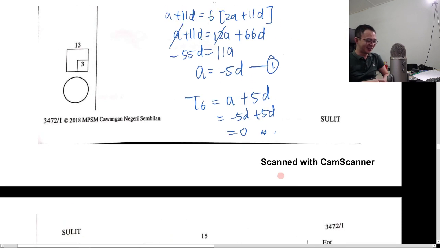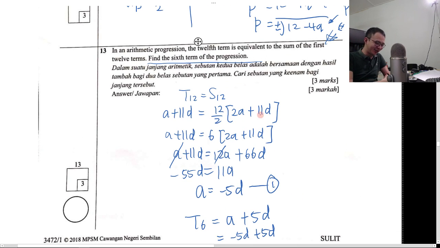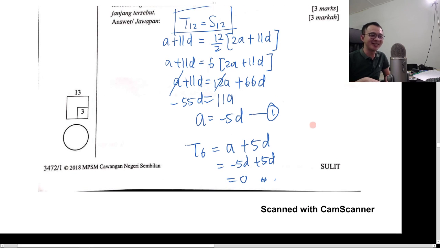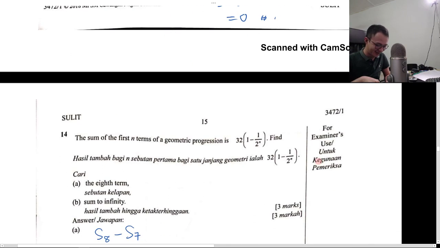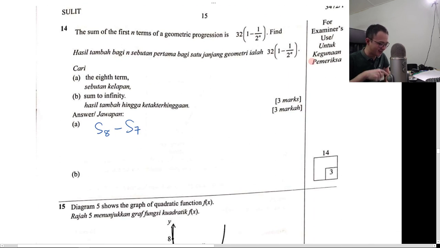Alright, a lot of students ask why T12 equals S12. You need to read the question, because the question already says the 12th term is equivalent to the sum of the first 12 terms. Just read the question, then everything will be good. Alright, let me just move on.